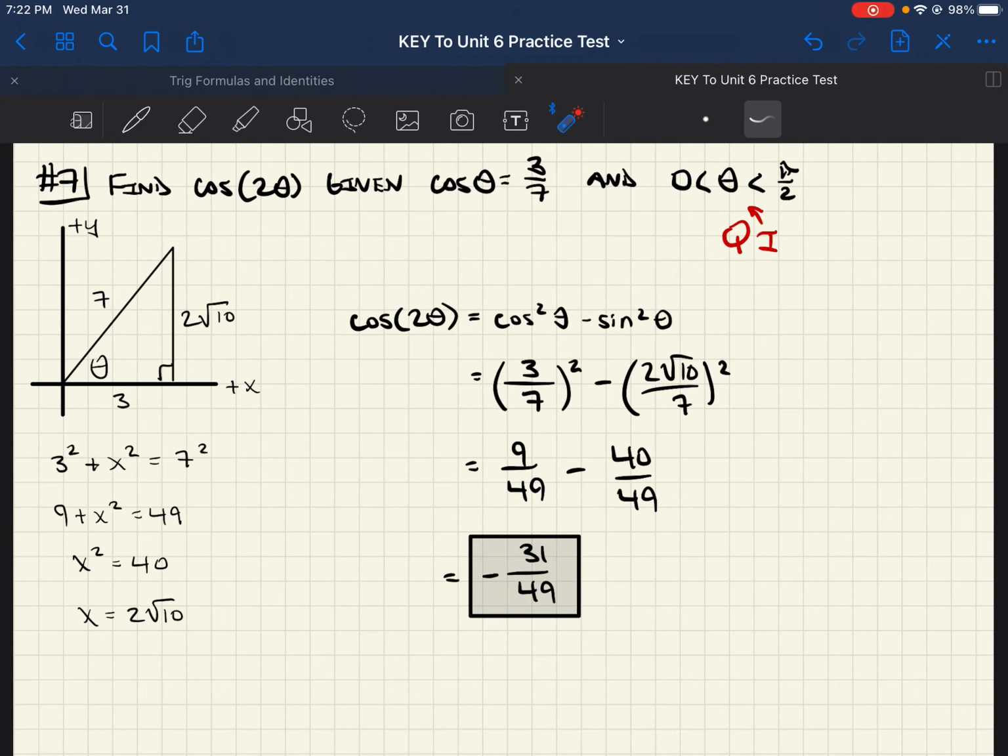Next, find the cosine of 2 theta, given that the cosine of theta is 3/7 and that theta is between 0 and pi over 2, meaning that theta is in quadrant 1. So here's our quadrant 1 triangle. In quadrant 1 the x's and the y's are both positive, which makes our job a little easier. Cosine is adjacent over hypotenuse, so the adjacent is 3 and the hypotenuse is 7. Following Pythagorean theorem, the opposite side is 2 square root of 10.